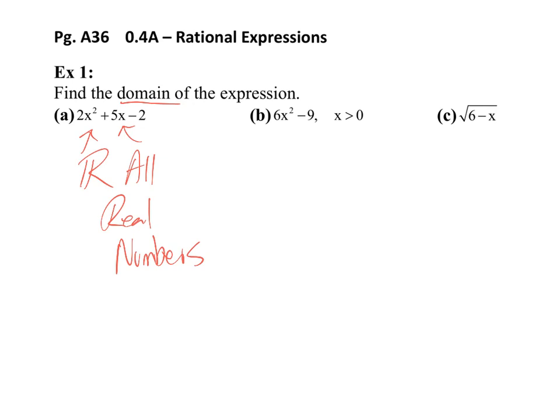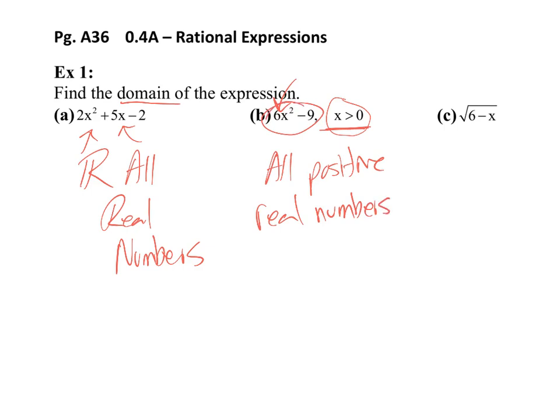For part B, looking at this expression, what numbers could we plug in for x that'll make this expression not simplify or not work? There's nothing. Everything works. All real numbers work. But there's this restriction here. So from the numbers that do work, we only want to consider those values that are greater than 0. So we would say all positive real numbers. Okay, once again, all real numbers work, but applying this restriction, then we're only working with the positives.